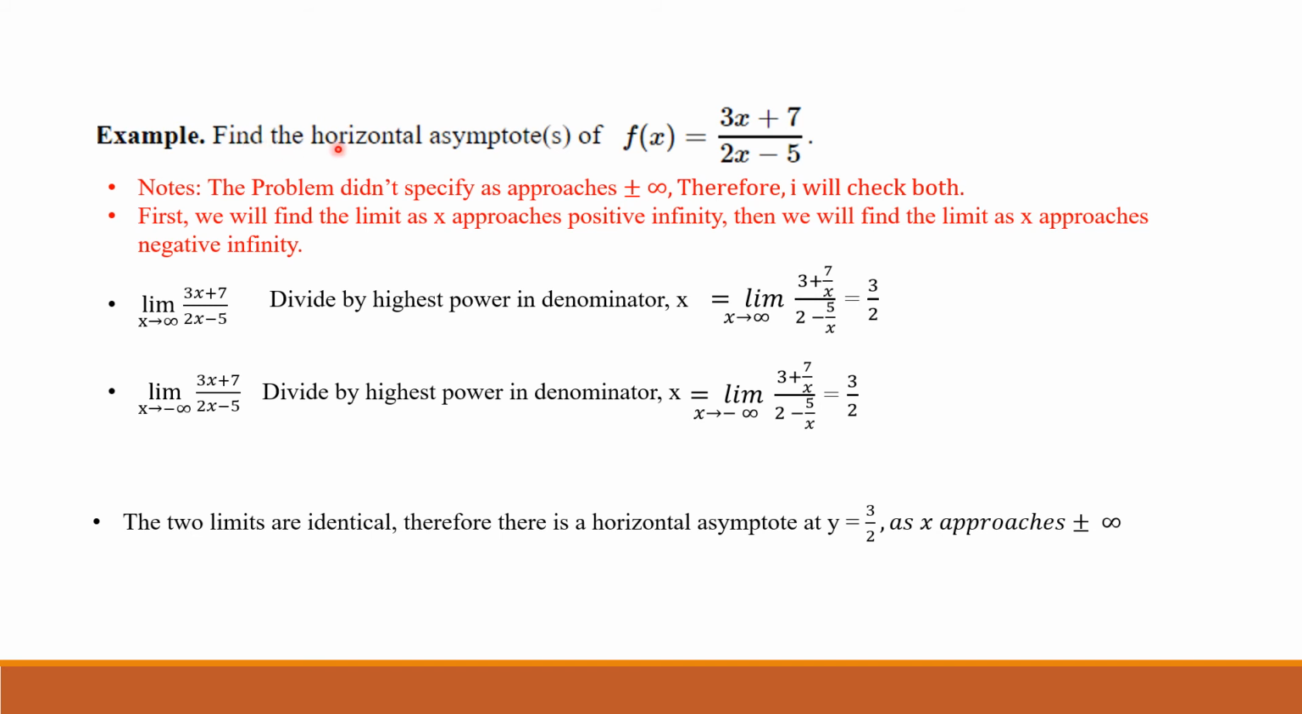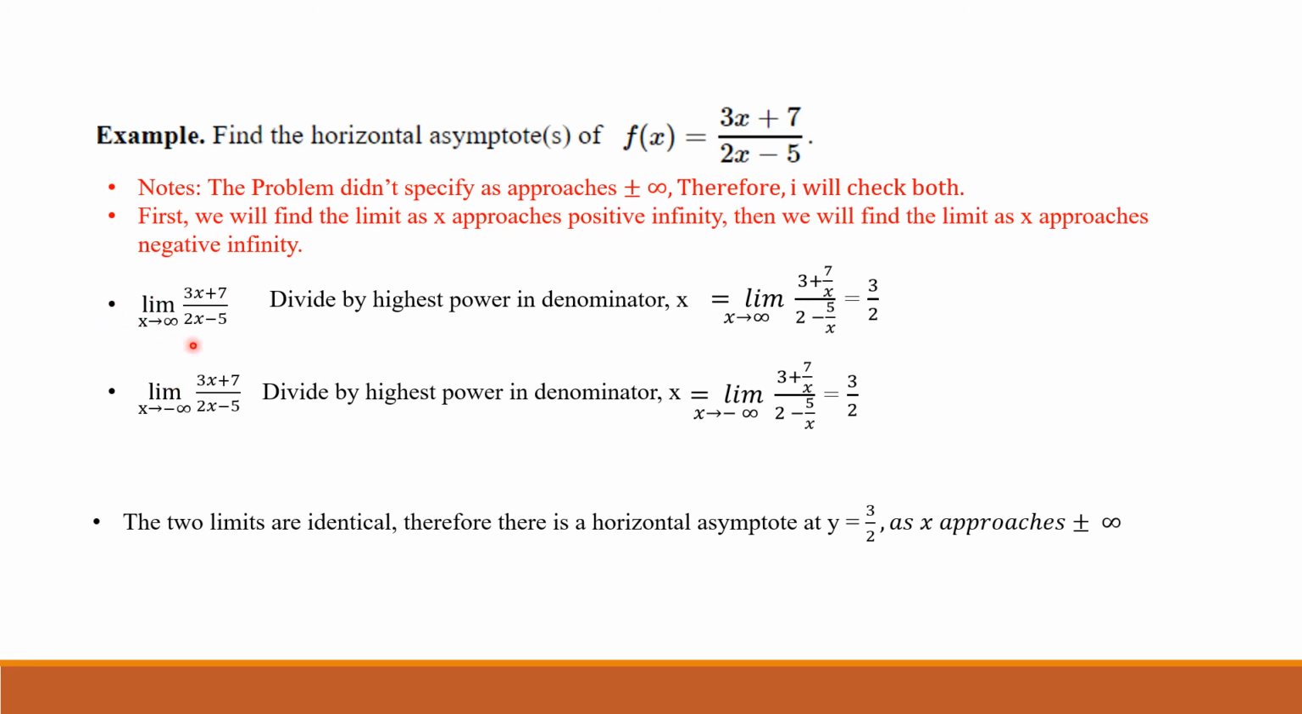Another example, he didn't tell you to evaluate the limit, he said find the horizontal asymptotes. And you know that a horizontal asymptote can be evaluated if you do the limit as x approaches infinity. He did not say a positive or a negative infinity. He didn't say if I have one or two horizontal asymptotes. So I need actually to do both. But what rule will I use? Well, this is a rational function, so I will divide by the highest power in the denominator. I will divide by x.